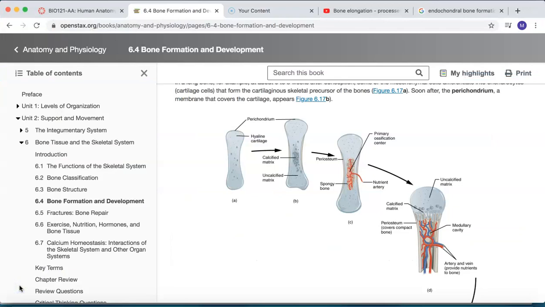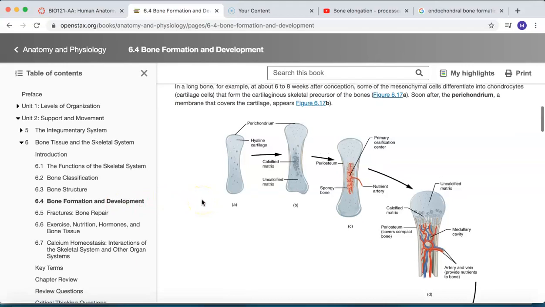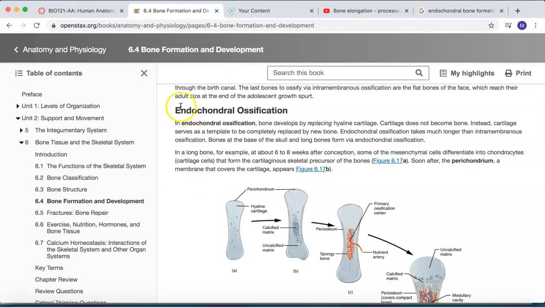All right, welcome back in. We are still on section 6.4, bone formation, development, and growth. And what we're going to be doing now is talking about endochondral ossification. So here it is, endochondral ossification.